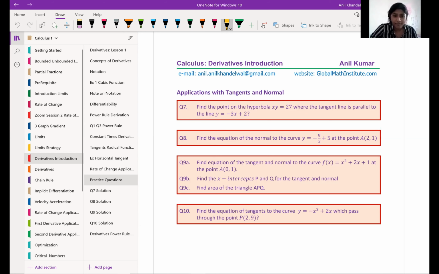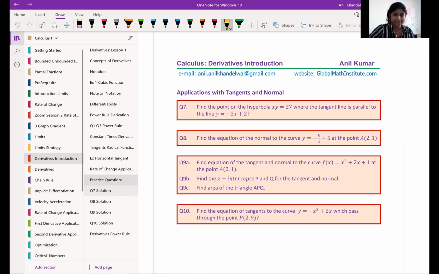Find the point on the hyperbola xy equals 27, where the tangent line is parallel to the line y equals minus 3x plus 2. How did you do this question? I started off by doing a quick sketch. So I did a sketch and I got 2 lines like this, and the tangent line is at a point. And finding the point, I don't know, but the gradient is the same because they're parallel.